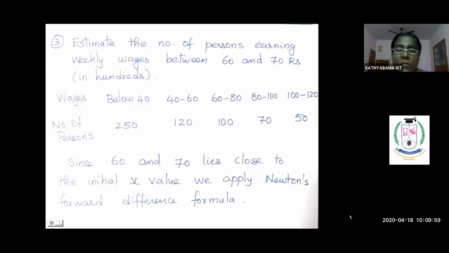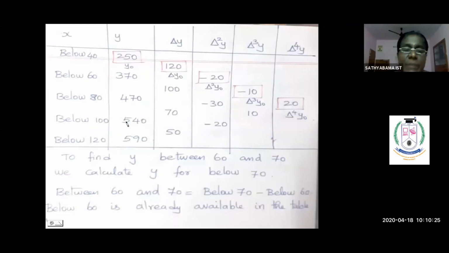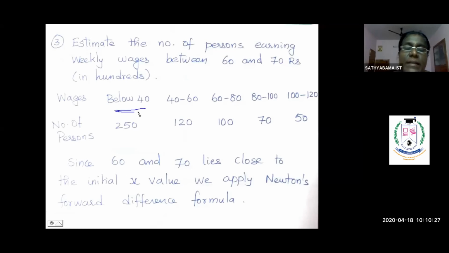Yes. Now, what is the question? I have to estimate the number of persons whose weekly wages lie between 60 and 70 rupees, which are in hundreds. That is, 60 and 70 means it lies here. So what I'm going to do is reconstruct the table for my convenience. How to reconstruct? So you see how we have reconstructed? The first entry is below 40. I'm going to write the second entry as below 60.